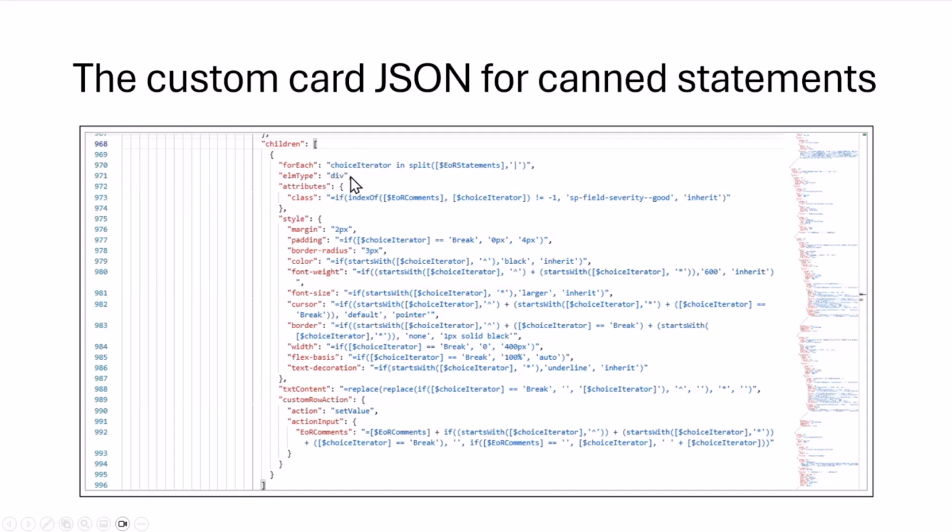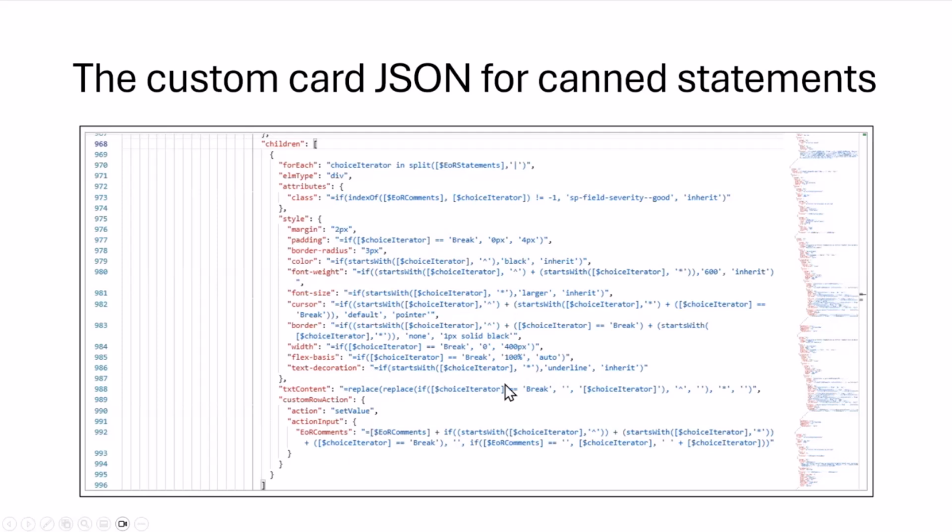So for each of the statements, I'm going to create a div. There's a bunch of different styling and classes going on here. It's basically looking for the little hat caret character, the shift six. It'll make the font size a little bit bigger if there's an asterisk at the front of the statement, and so on and so on.